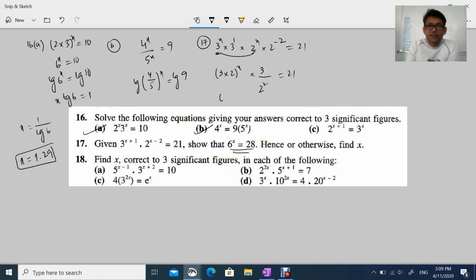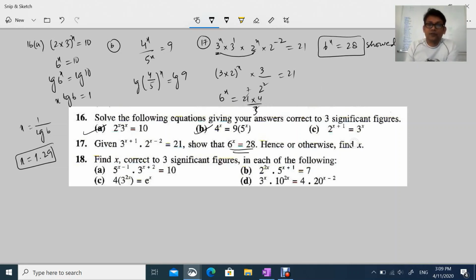This is 6 power x. 2 power 4, 2 power is 4 multiply, and when you simplify this, 21 multiplied by 4 and divided by 3 is 7, and 7 times 4 is 28. Yes, 6 power x is equal to 28, as we have shown.